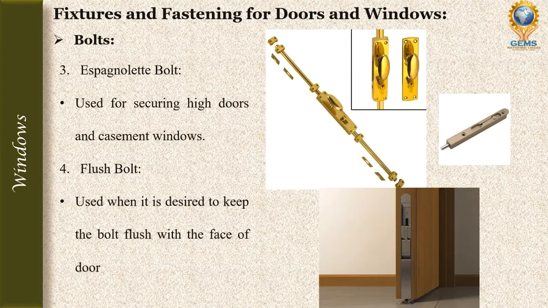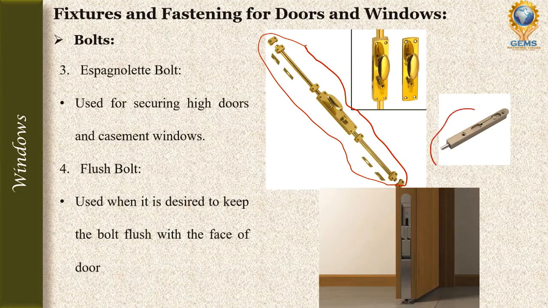Third one is the espagnolette bolt. This is how it will look like. It is used for securing high doors and casement windows. So if there are any important doors, high doors, or casement windows, we will use this one.